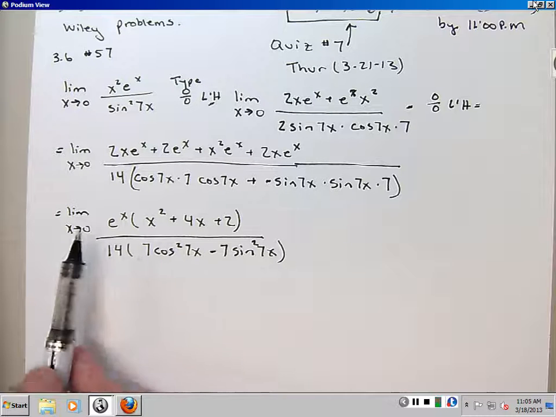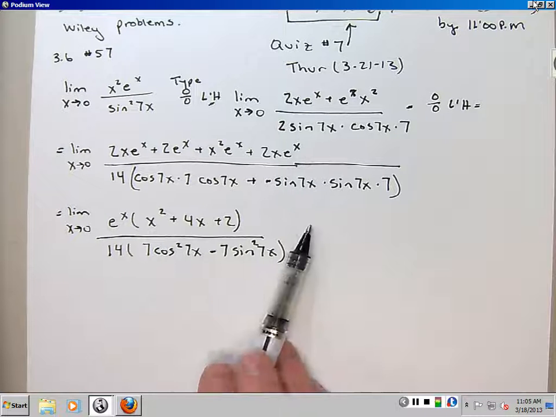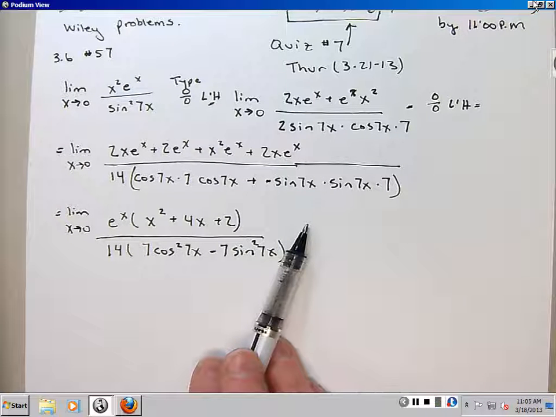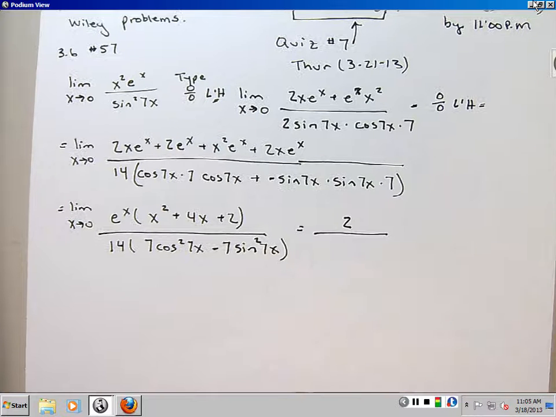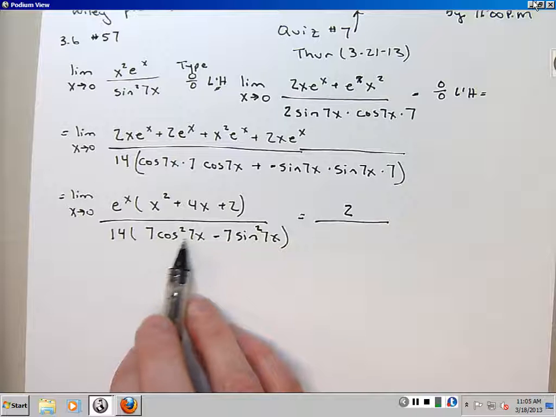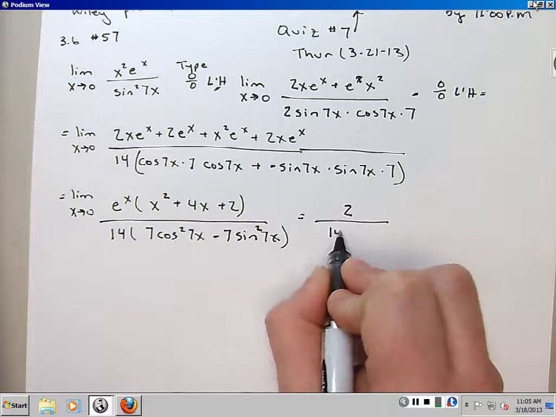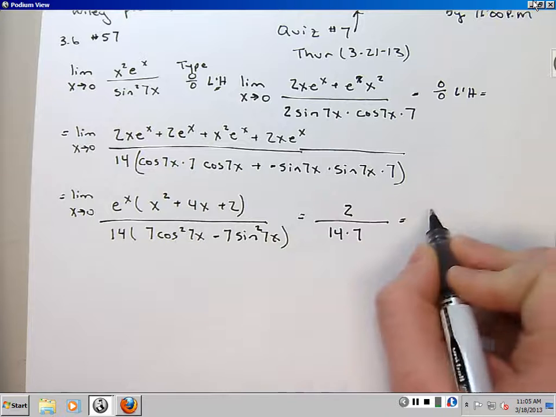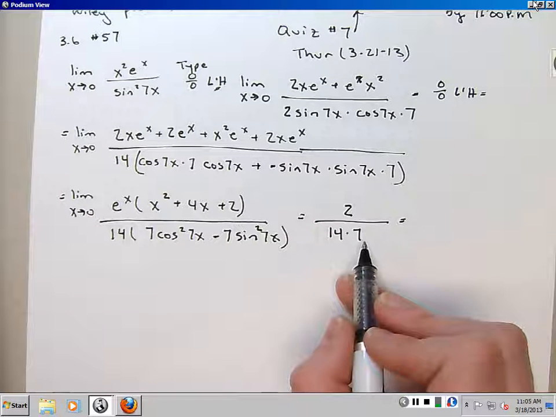So if I plug in 0, e to the 0 is 1, so I get 2 on top, right? If I plug in 0 on the bottom, sine is 0, but cosine would be 1. So I'd have 7 times 14. The 2 would cancel, and I'd have 1 over 49.